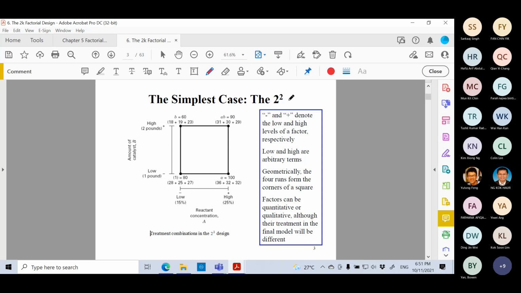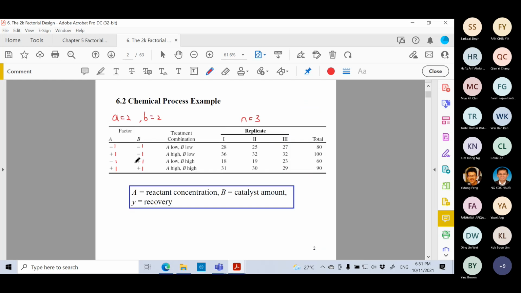Okay, so this is equivalent to 2 power of k, where your k will equal 2. Okay, that means it is a 2-factor design. The k equals 2, so it is a 2-factor design here. So here, I just label it with the totals. Again, there is another thing beside the plus and minus signs here.